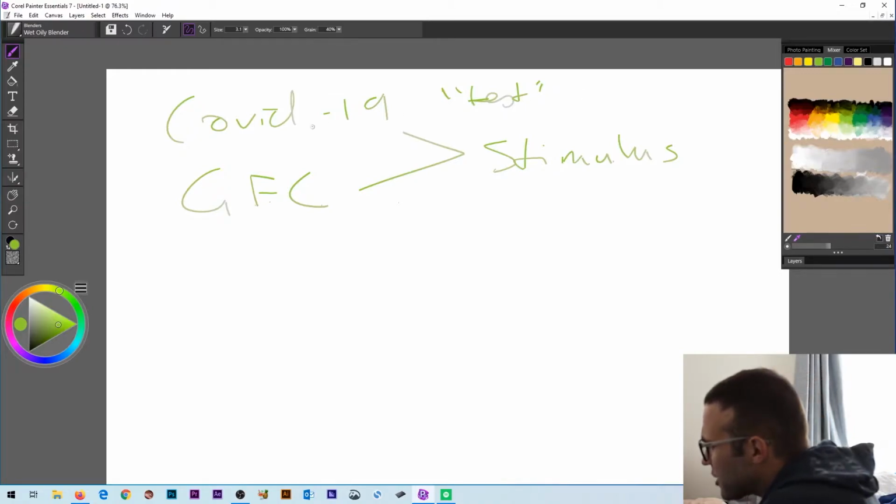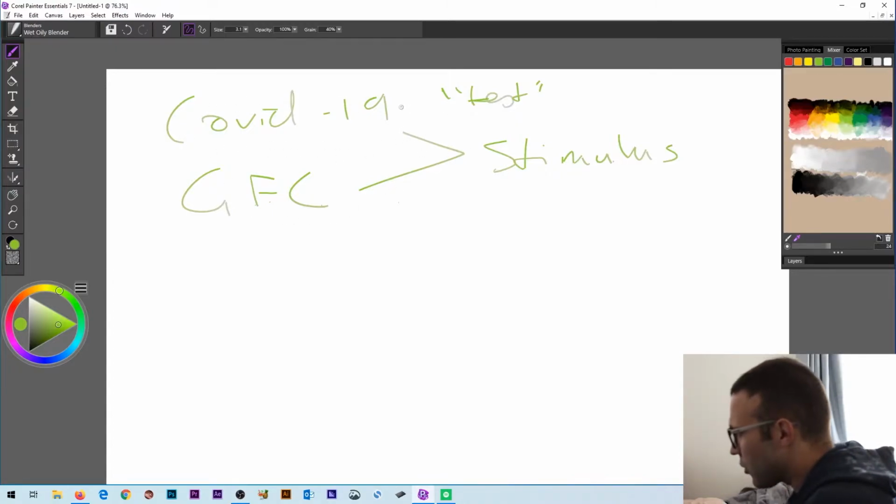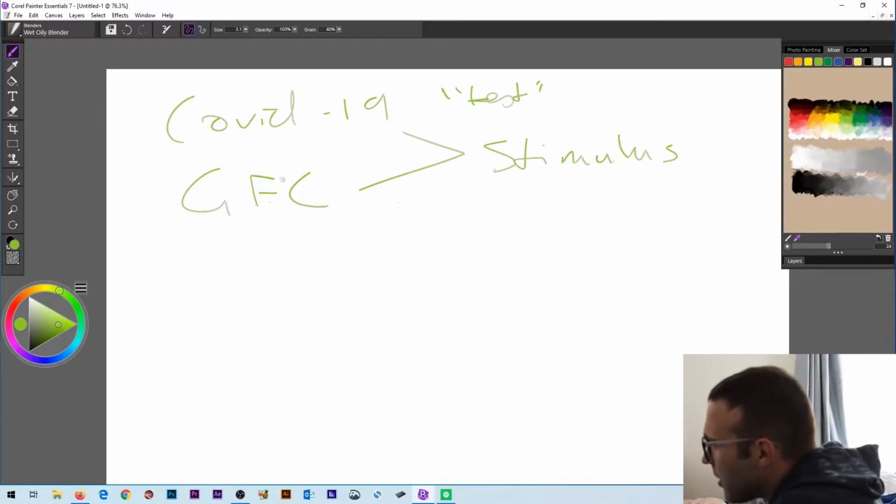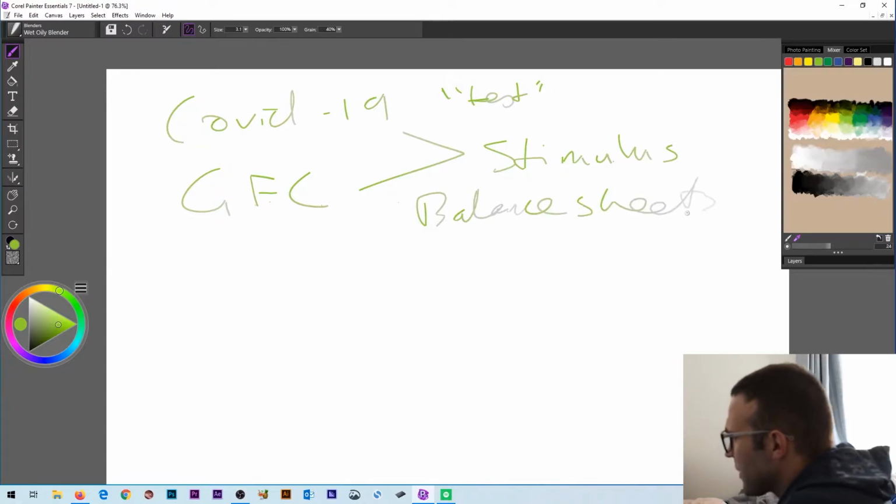And I would actually argue that the global financial crisis was a bigger test of capitalism than this is. This is not in the same category, which is what I want to show today, and I want to show it with the balance sheet view. So, balance sheets.